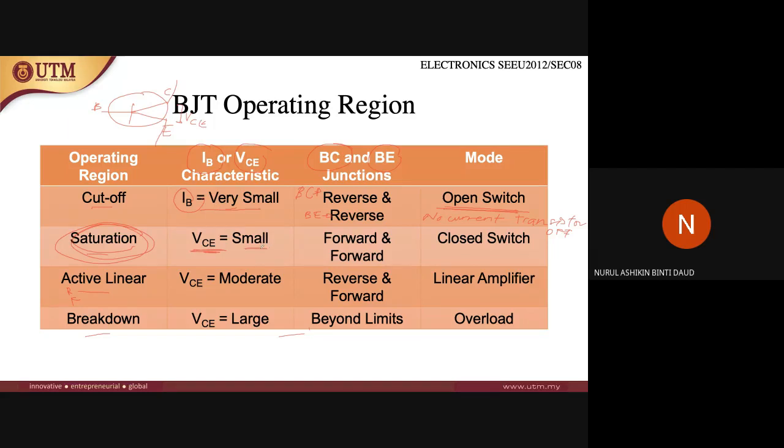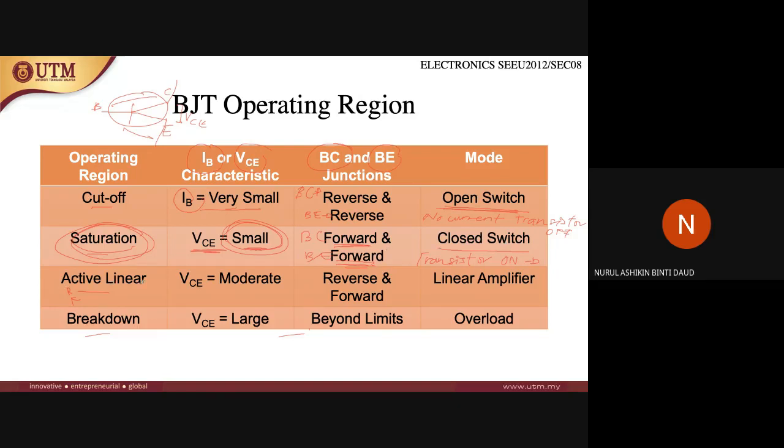So VCE, the value is very small, okay? And both the BC and BE part here, both will be forward junction, forward bias, sorry. Both of them are going to be forward bias. So it means that now the switch is closed, the transistor is on, and currents will flow. Okay, currents will flow.